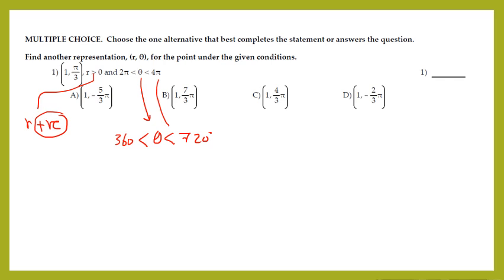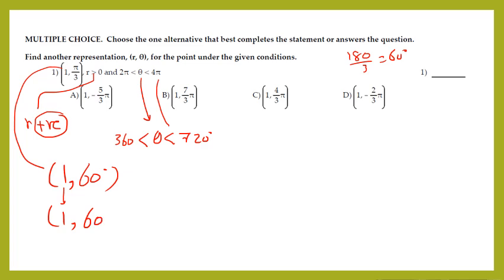If you don't know how to solve this angle by using pi, all you have to do is change pi into 180. So 180 over 3 is equal to 60. So it's 1 and 60. I want to keep 1 the same, so all I have to do is add 360. So it's 1 and 420.